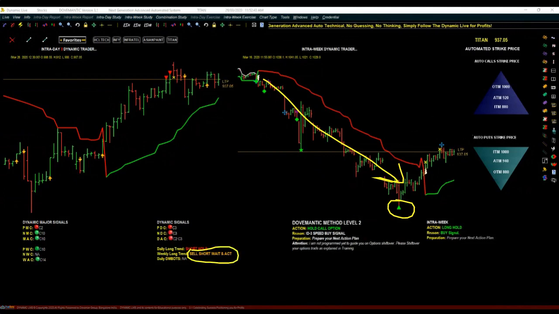Now this information is for long-term trading. So sell short, wait and act means it was almost ready to give you a long-term sell, but then the intelligence here said sell short, wait and act. It means don't sell it now, just wait. If it says wait, then it is trying to tell you that price is not going to go down any further. It may reverse, and that is what is happening as of now in Titan.